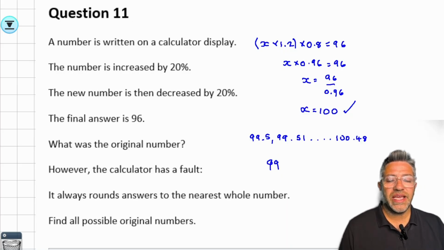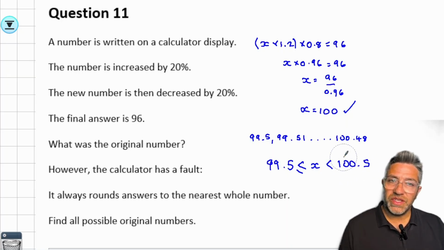x could actually take any value that's greater than or equal to 99.5 but less than 100.5, because obviously as soon as we get to 100.5 we would round to 101.